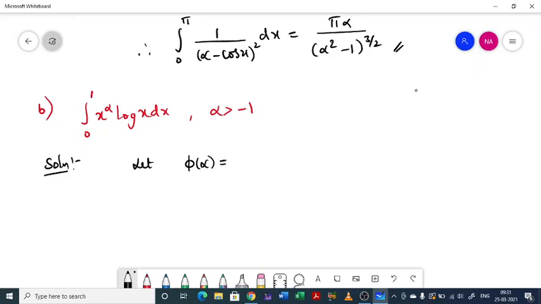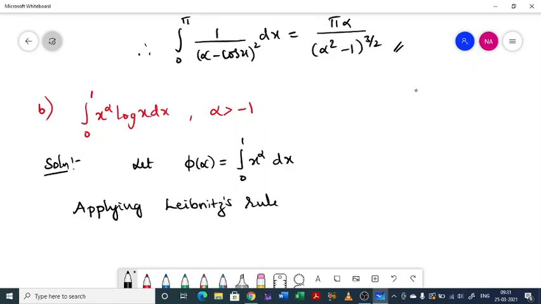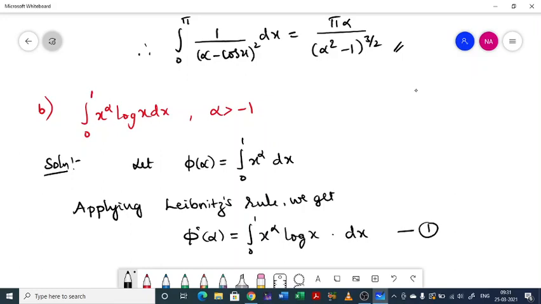Here you must take phi of alpha to be integral 0 to 1 x power alpha dx, so that if you apply Leibniz rule, you get x power alpha log x. So applying Leibniz rule, we get phi dash of alpha equal to integral 0 to 1. You have to differentiate x power alpha with respect to alpha. So you get x power alpha log x dx. Call this as 1.